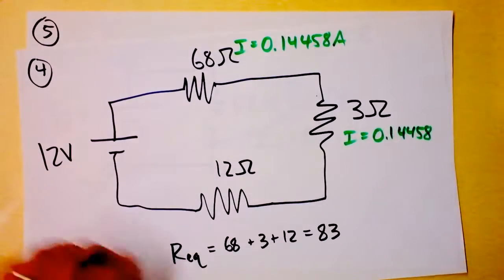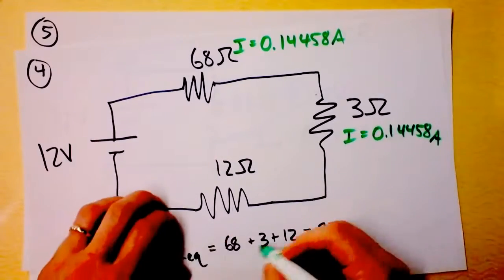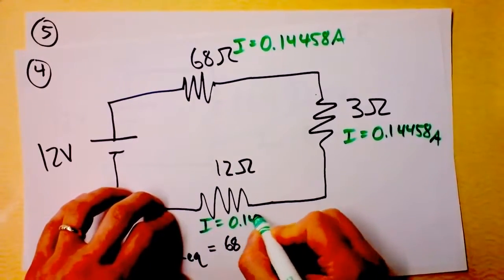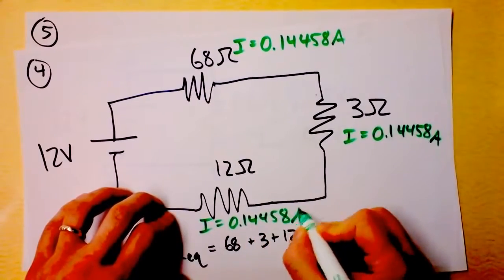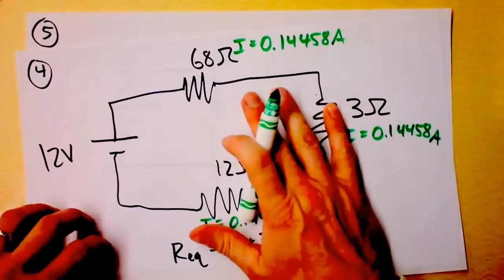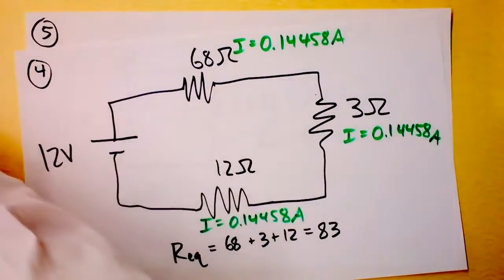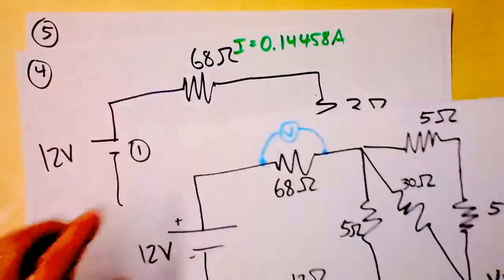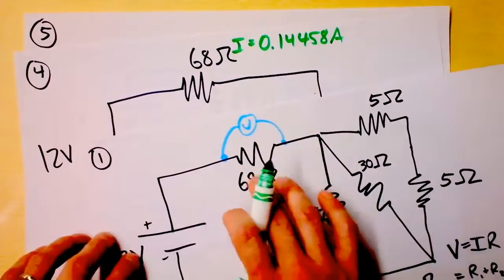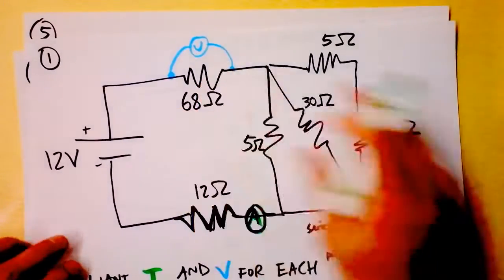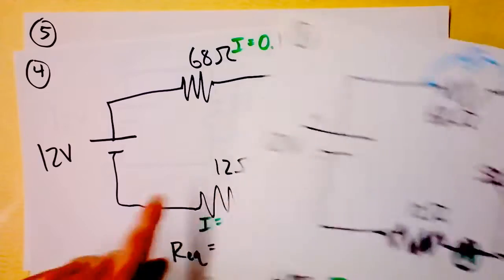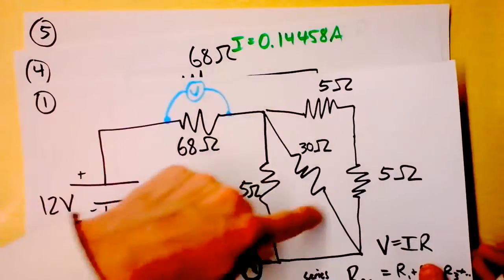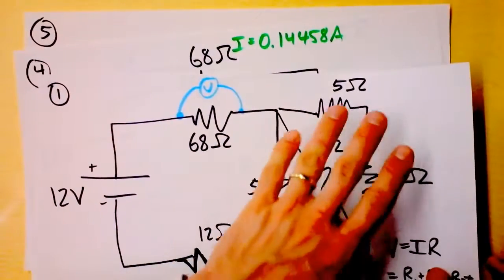I is 0.14458. In fact, there's something pretty interesting going on here. We again say here I is 0.14458. As soon as I get back to a resistor that actually exists in my diagram 1, I can fill in all the information from that resistor. So this 68 ohm resistor is the 68 ohm resistor from diagram 1. And the 12 ohm resistor down here is the 12 ohm resistor down there. This 3 ohm resistor is a combination of all 4 of those resistors, so we can't work with those yet.